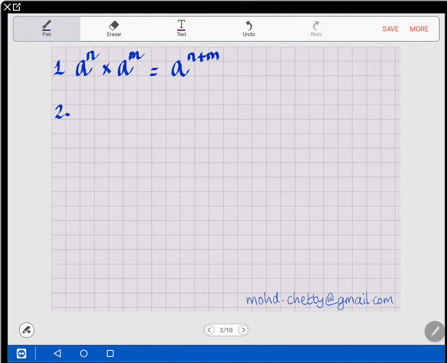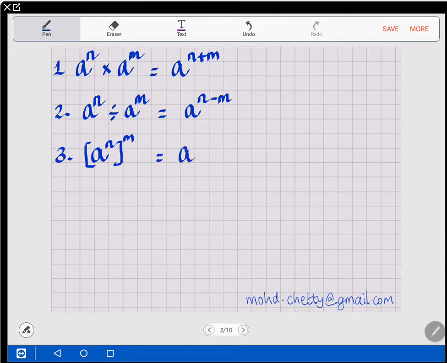Deuxième rule. A to the power of n divide by a to the power of m is equal to a to the power of n minus m. Troisième, a to the power of n, the whole lot, to the power of m, il peut égaler a to the power of n multiplied by m. Ok.